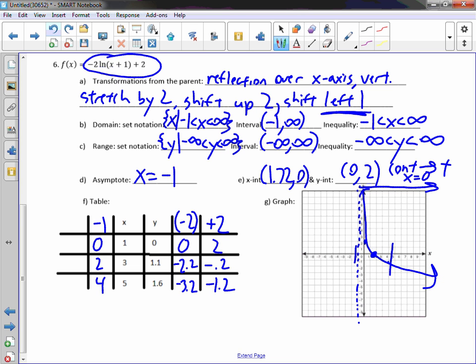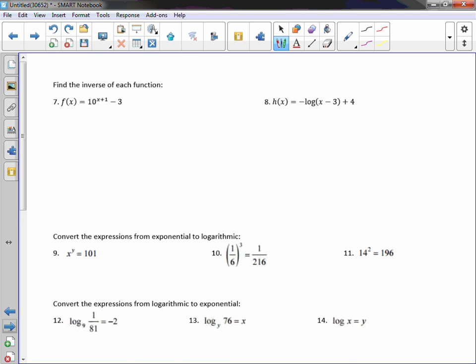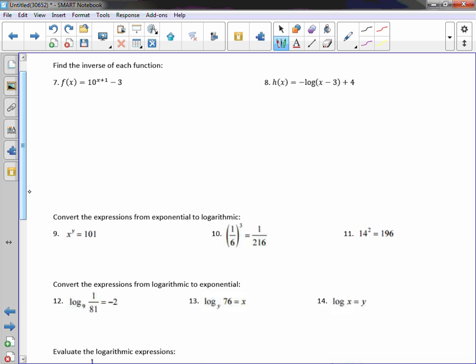Moving on to the back page, again, hit pause if you need to get the rest of this down. But we're going to move on to the back page. Number 7 and 8 are inverses. We need to find the inverse.